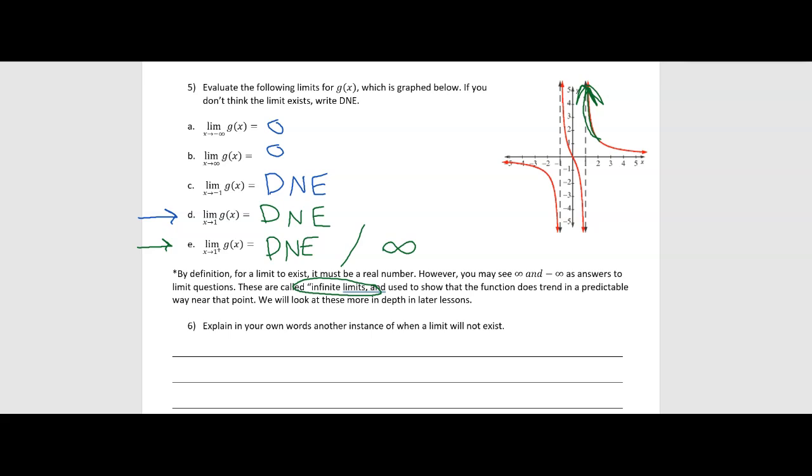Good news is they will never trick you on an AP Calc exam and have both DNE and infinity as answers, right? If they're asking for the solution to a specific limit, they'll have one or the other. And you need to know that they could both represent the same thing, right? Technically, the limit does not exist because it does not approach a real number. But if we want to use the idea of infinite limits, then we could put infinity here. So again, this is only correct if we are talking about infinite limits.